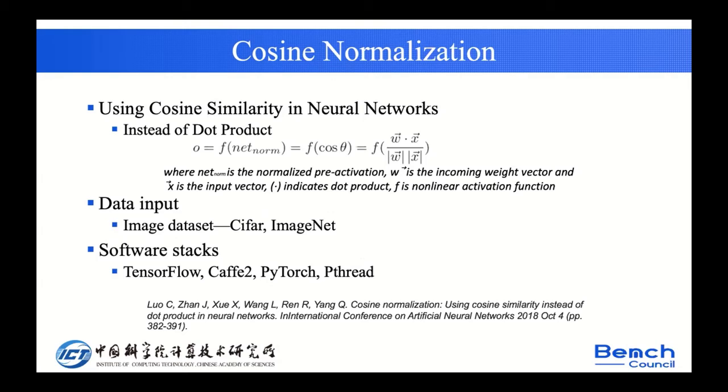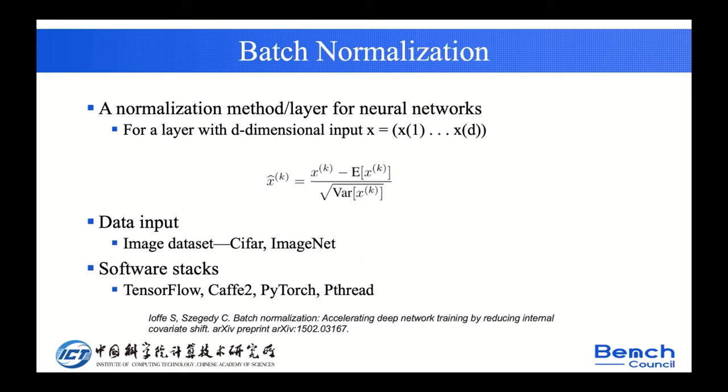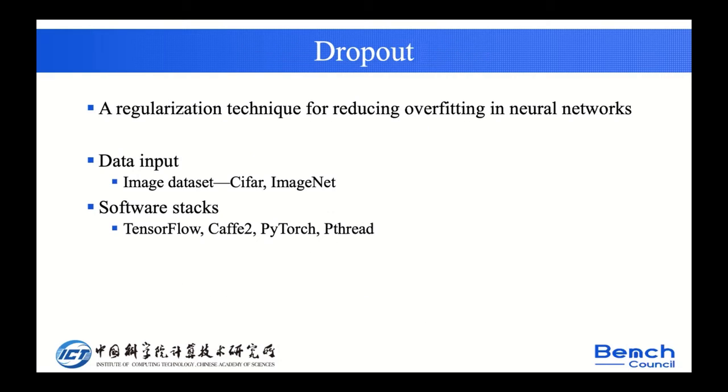Cosine normalization is as in this figure. This is batch normalization. Dropout is a regularization technique for reducing overfitting in neural networks.